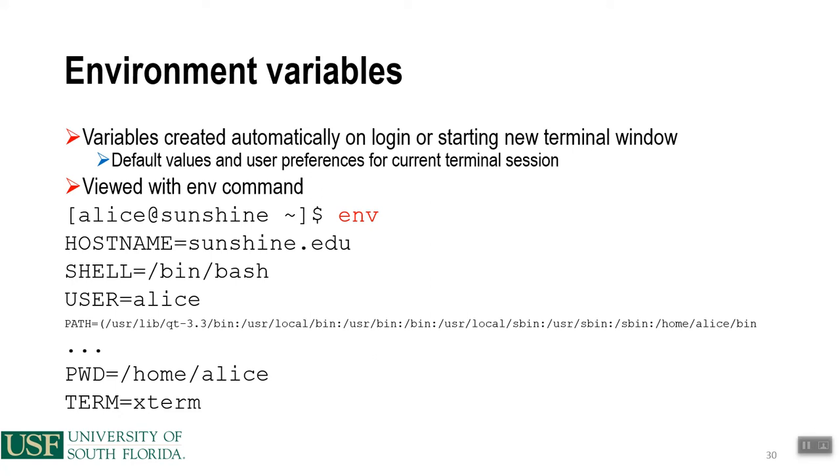Now, with the environment variable, you view it with the env command. So if you're Alice at Sunshine, and you're at the prompt, you can type in env, and what it'll bring up is a list of different properties associated with that particular account. So the host name is sunshine.edu, the shell is /bin/bash, the user is Alice, and you can get a lot of different types of information out of that env command.